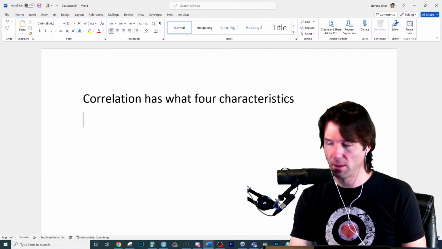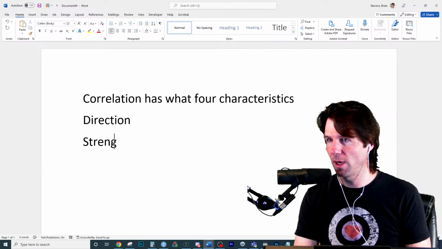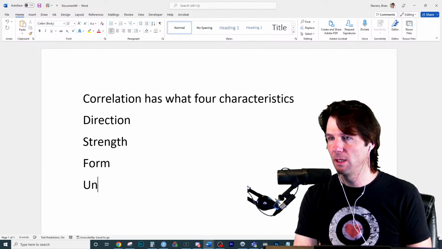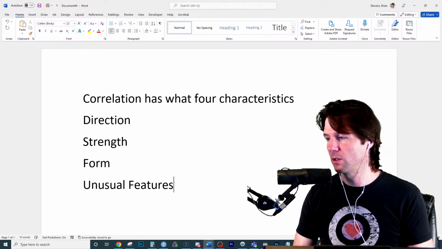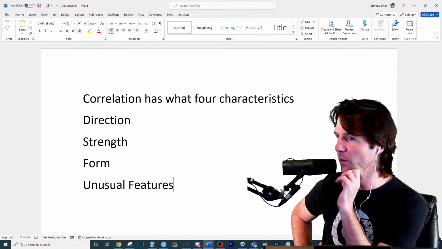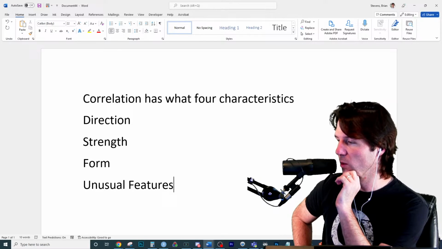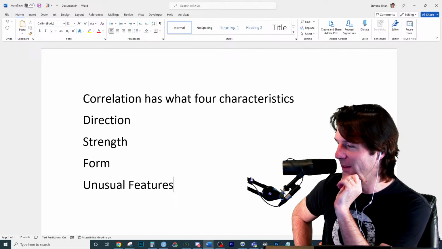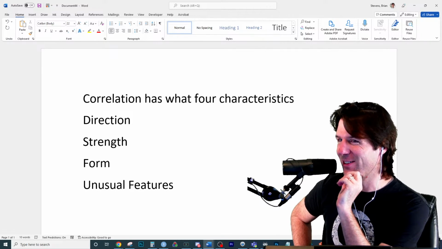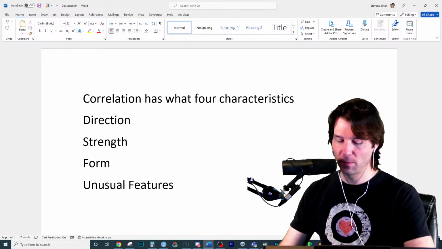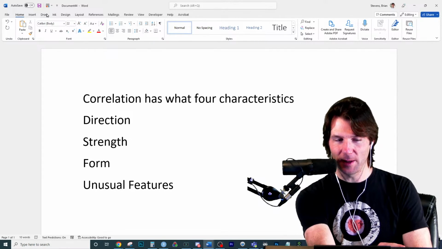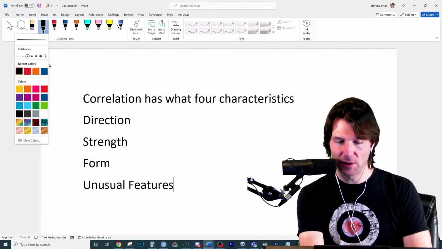Great job, Blake, right there. Direction, strength, form, unusual features. Or I like to say strength, direction, form, unusual features. So those are the four characteristics right there. Nice job, Natalie. Strength, direction, form, unusual features. Direction being positive or negative. And great job, really impressed with the answers here.